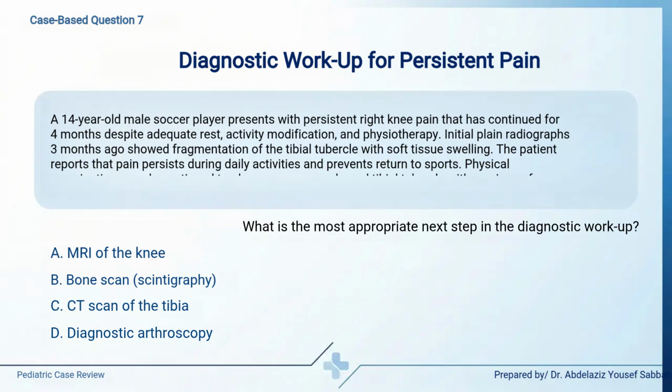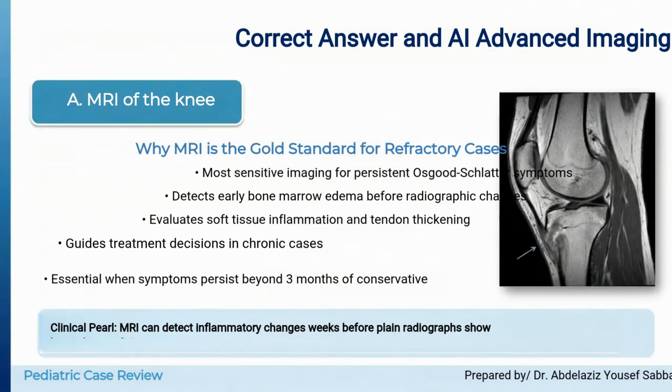Option A. Magnetic resonance imaging of the knee. Option B. Bone scan using scintigraphy. Option C. Computed tomography scan of the tibia. Option D. Diagnostic arthroscopy. The correct answer is option A. Magnetic resonance imaging of the knee.